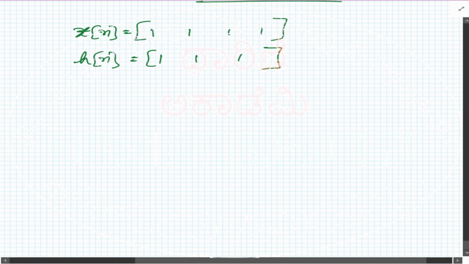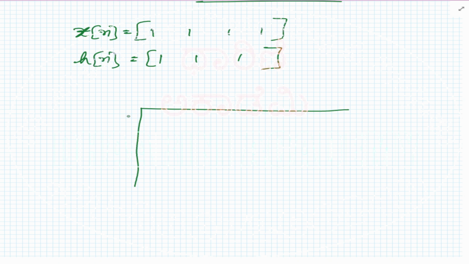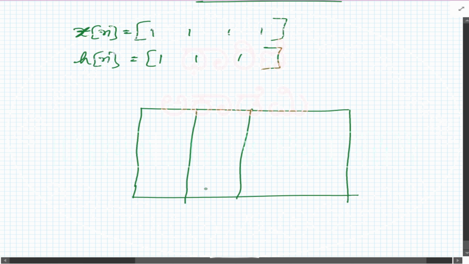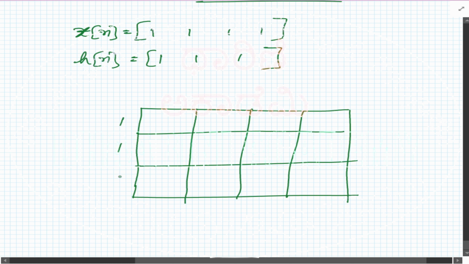You can write 4 columns, and the number of rows equal to the length of the second sequence, so I can say that it is 3. So I make 4 columns and 3 rows and write the values over here. If it is 1 2 3, you can write 1 2 3, otherwise the first signal goes on the top, second on the side, and fill it with the product: 1 into 1 is 1 everywhere, so it's 1 1 1 1 1 1.